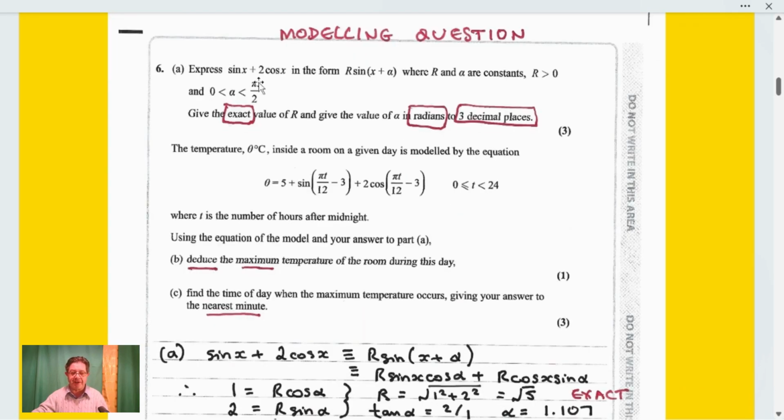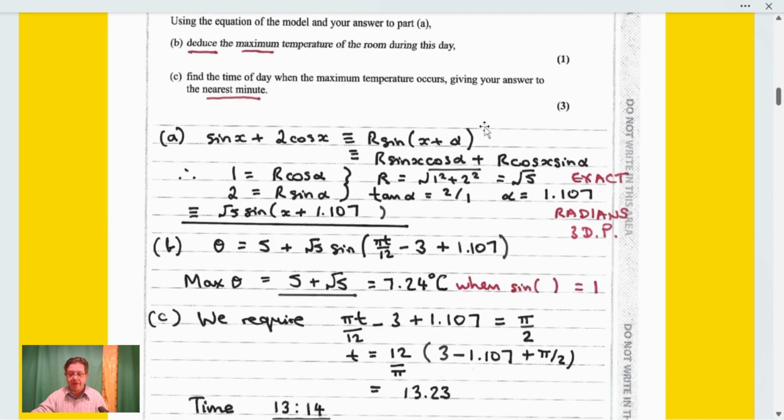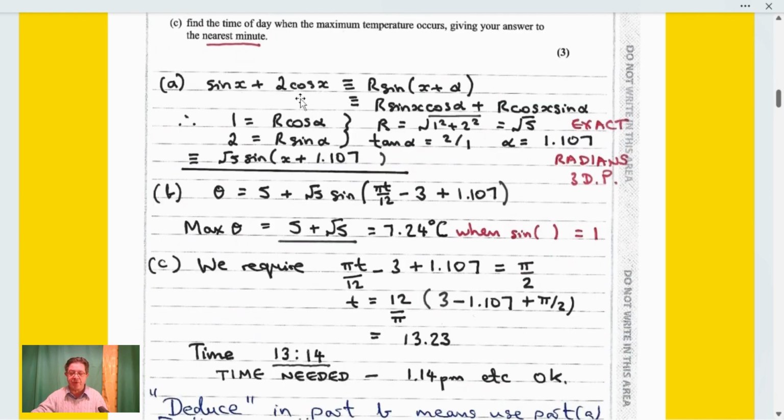We're asked first of all to express sine x plus 2 cos x in the form r sine (x plus alpha). This is a standard technique. We're asked to give the exact value of r and the value of alpha in radians to 3 decimal places. So we write sine x plus 2 cos x as r sine (x plus alpha), expand the right-hand side using the sine (a plus b) formula, then compare the two sides.